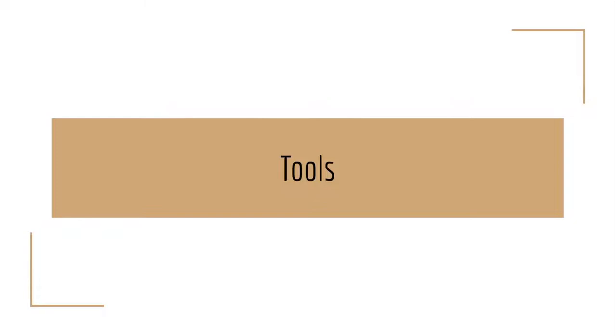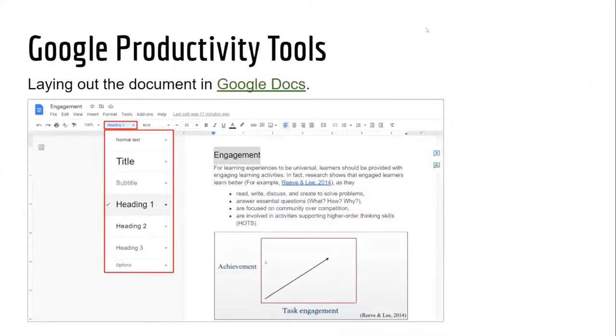All right, so moving on. If you decide to use Google productivity tools to develop your OER, Google Docs, for instance, allows you to lay out your document using the built-in features, right? So here, in this screenshot, you can see that engagement in the text has been marked as a heading one in this document. And the text following the heading is marked as a paragraph.